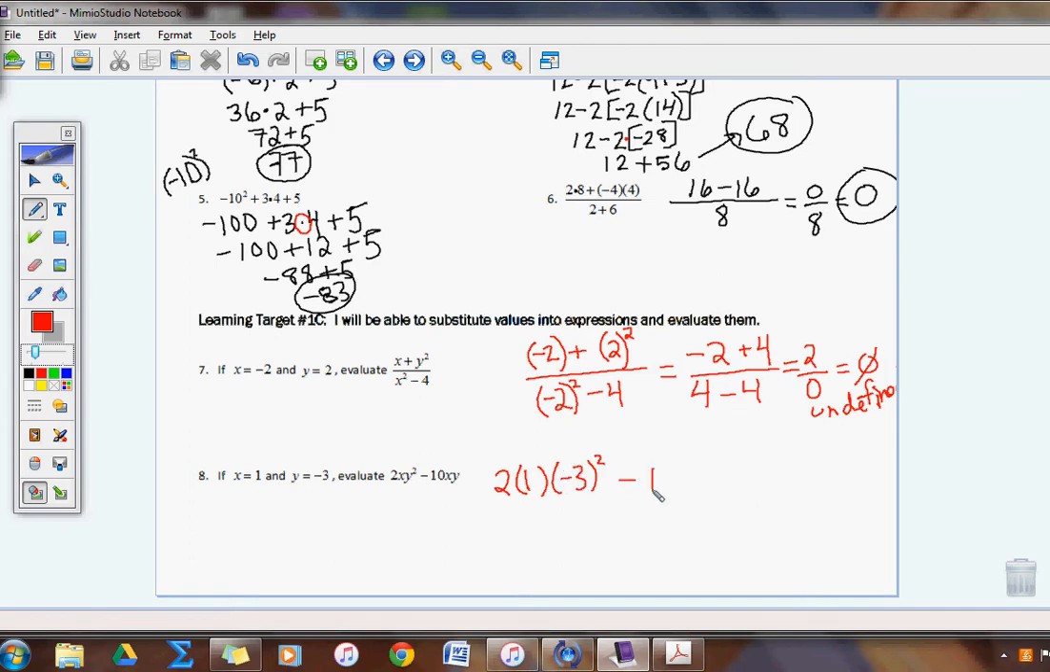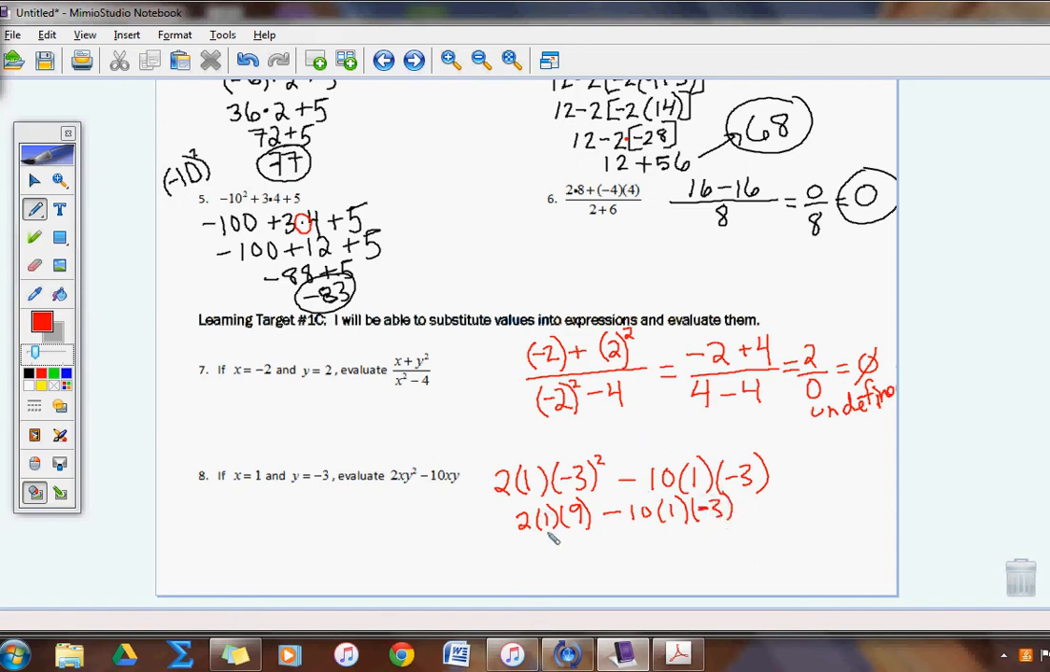And then minus 10 times the x value of 1, and then times the y value of negative 3. So left to right. Here we go now. Got to do this order of operations, exponents first. So I have 2 times 1 times 9, minus 10 times 1 times negative 3. So I just took care of the exponent in that one step.